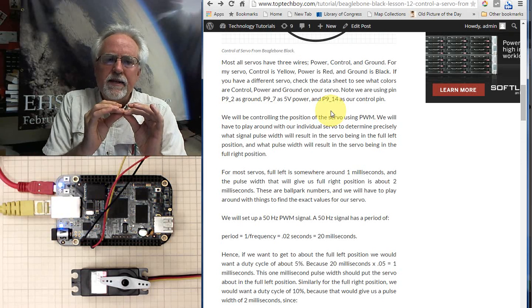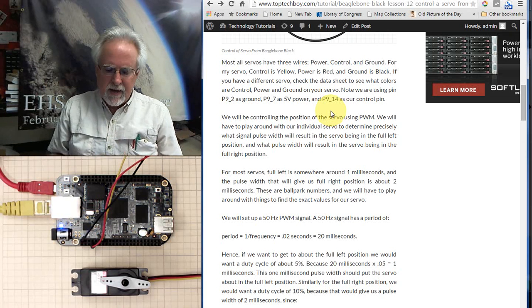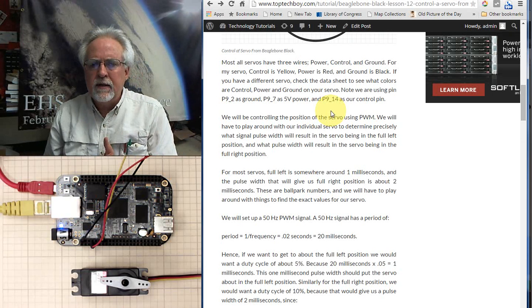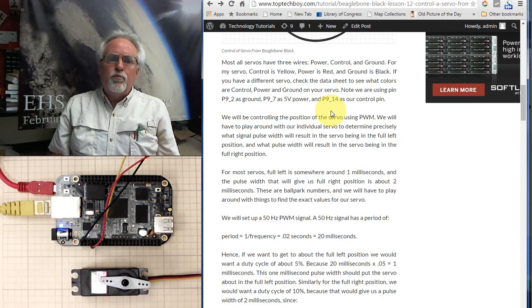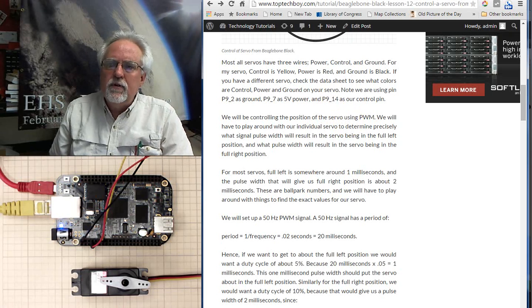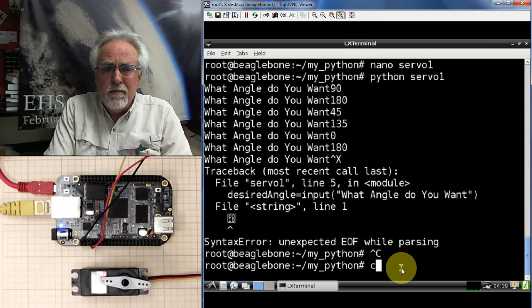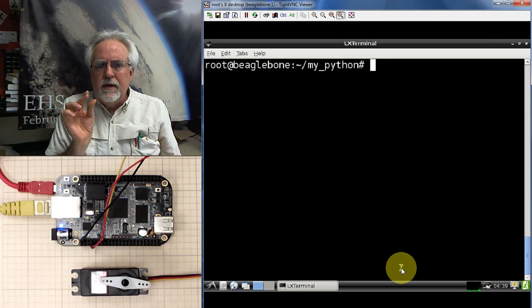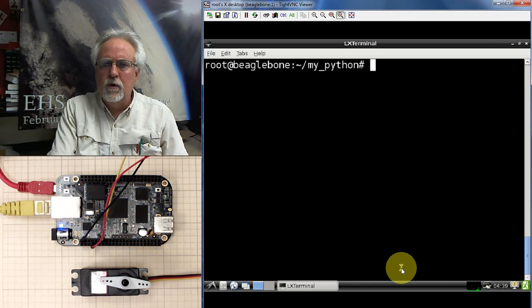But we're going to find precisely what duty cycle gives us full left and precisely what duty cycle gives us full right. And then from that, we'll come up with an equation that will allow us to input the desired angle, and then it will calculate the duty cycle that will give us that exact angle. So we have to jump in and write some code. This first code is just test code, and we're going to tweak the duty cycle on a 50 hertz signal to see what brings us to full left and what brings us to full right.